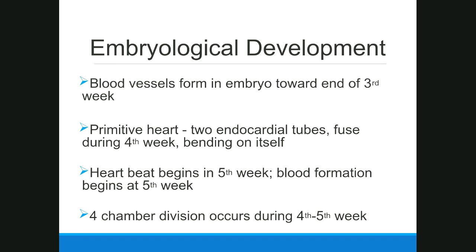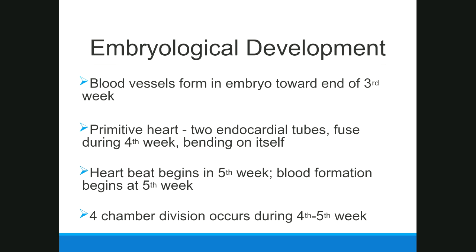So what happens is there are 2 what we call endocardial tubes, literally 2 tubes. They fuse together during the 4th week, and then they undergo this really intense bending and folding process. And this occurs in a very short amount of time. Basically, in 1 week, we go from having these 2 endocardial tubes to them being fused together and bending on themselves, and then by the end of the 5th week, the heart starts beating and has a close to normal adult configuration. So it's a very, very quick process.